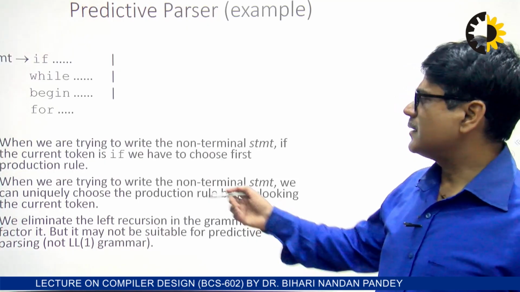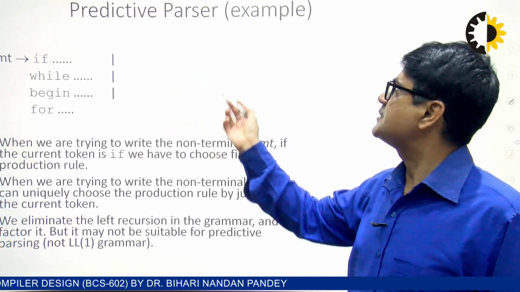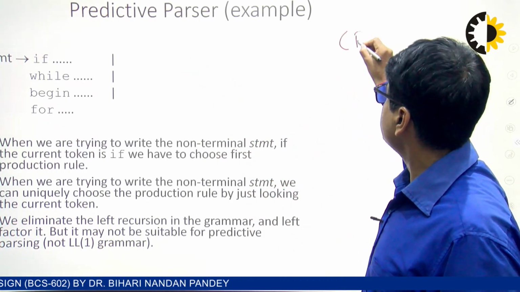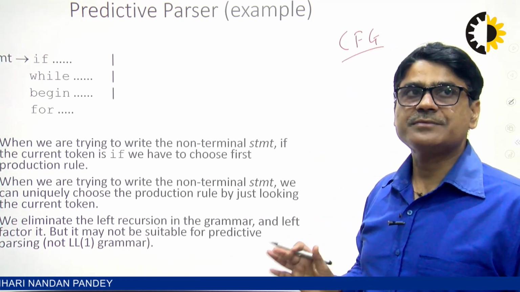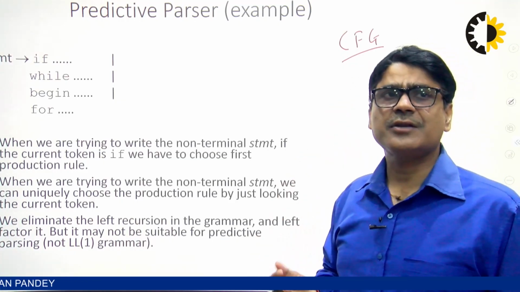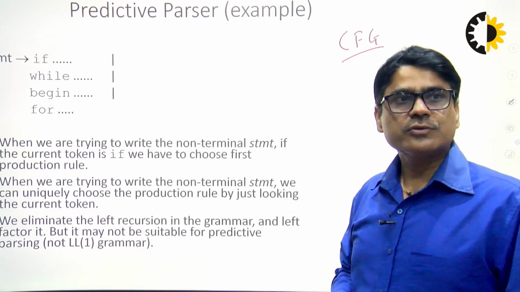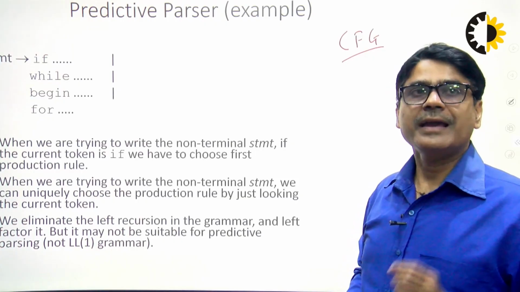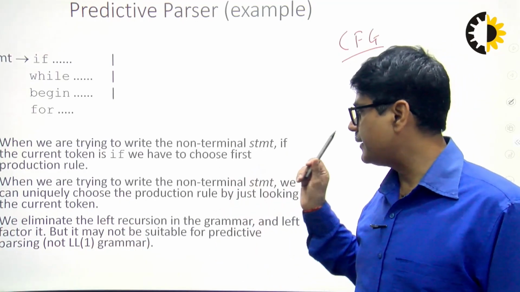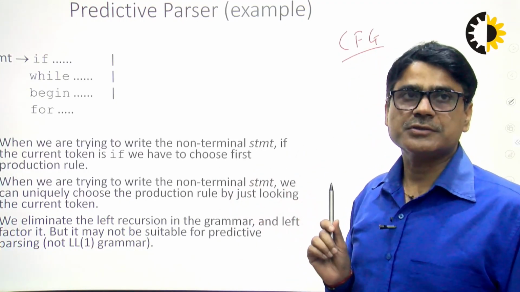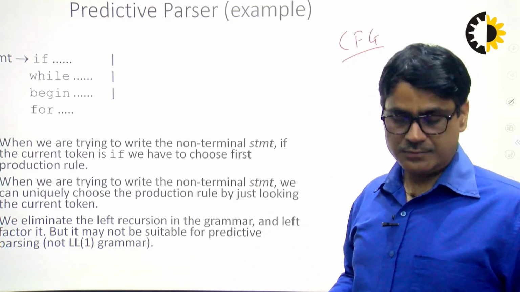Here an example is given: statement produces if, while, begin, for. That is the kind of CFG we use, because we use context-free grammar for syntax analysis. CFG is very suitable because it has ambiguity features, and through ambiguity we get a number of scopes for assessing the grammar. That's why it is very suitable. So the most important thing is, firstly you have to eliminate the left recursion from the given production and eliminate the backtracking from the given production. These two requirements apply when you feed the grammar to the predictive parser.